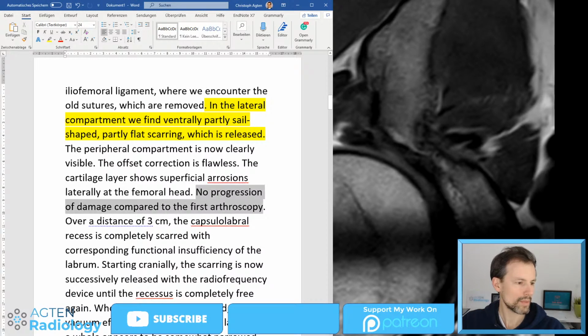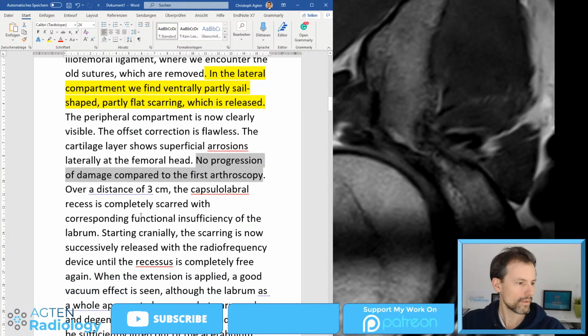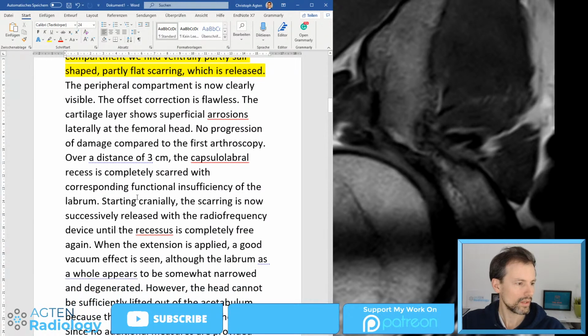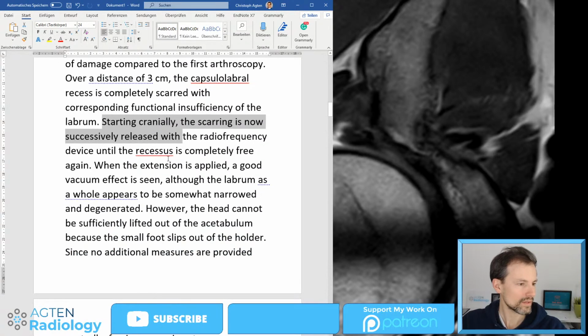No progression of damage compared to the first arthroscopy. That's good. Over a distance of 3 centimeters, complete scar of the recess. Okay, I think we saw that already. Functionally insufficient labrum. So they released the labrum again. I think that's not very important.